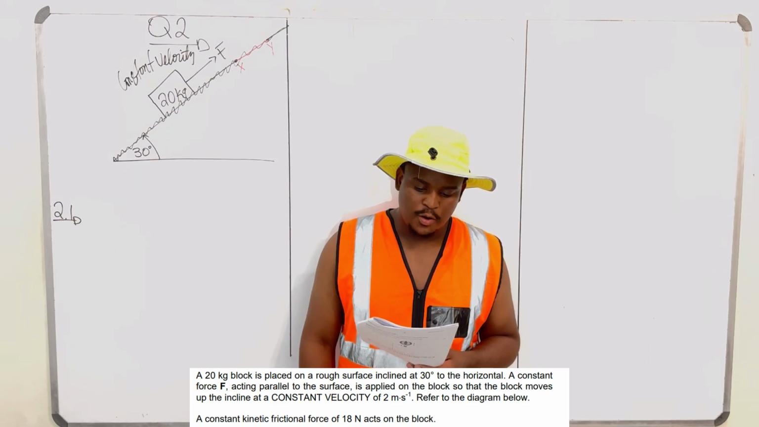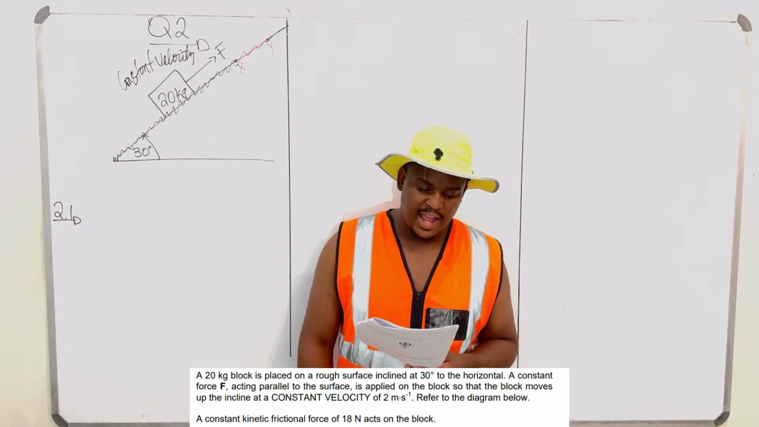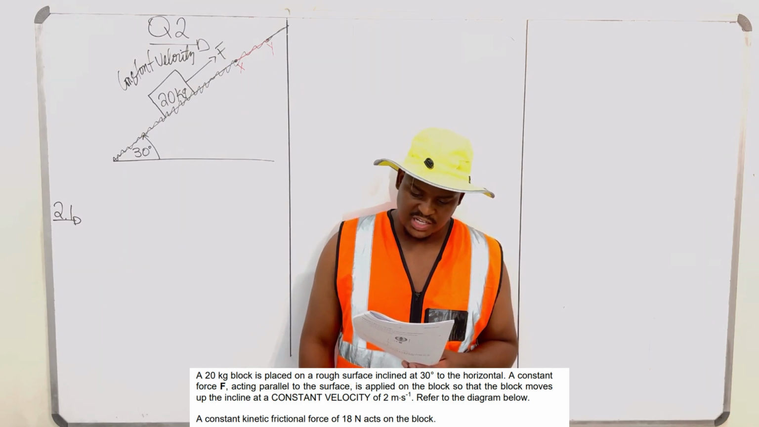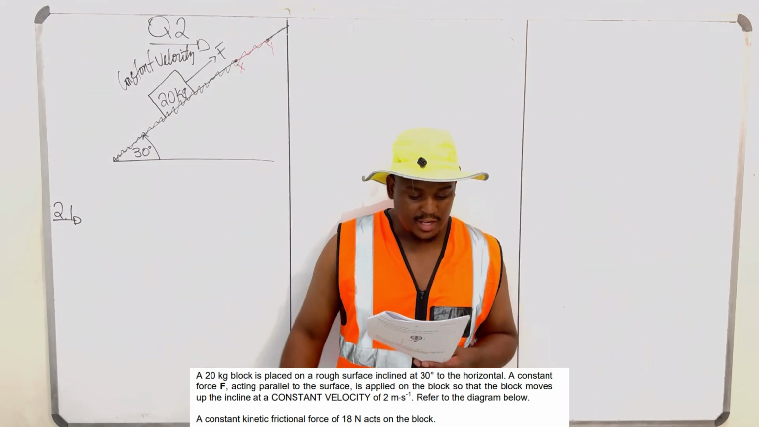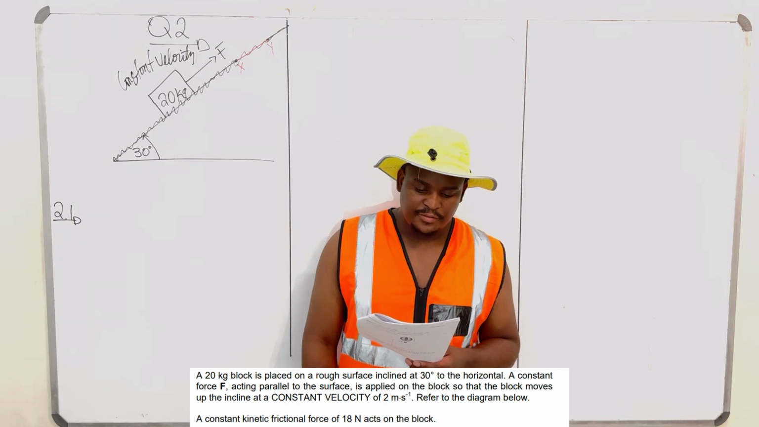A 20 kg block is placed on a rough surface inclined at 30 degrees to the horizontal. A constant force F acting parallel to the surface is applied on the block so that the block moves up the incline at a constant velocity of 2 meters per second. Refer to the diagram below. They are also telling us that a constant frictional force of 18 Newton acts on the block.